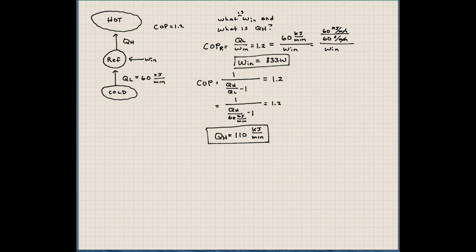Okay, so those are a few examples of the application of the second law of thermodynamics. What we'll talk about next time is we're going to talk about the different Carnot heat engine and Carnot refrigeration cycles and work out some problems for that type of system.